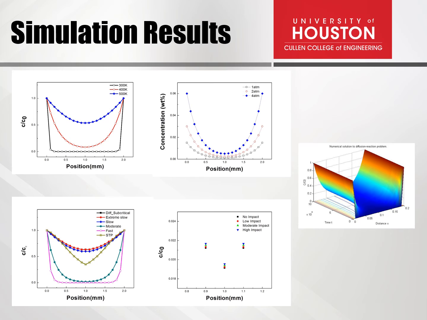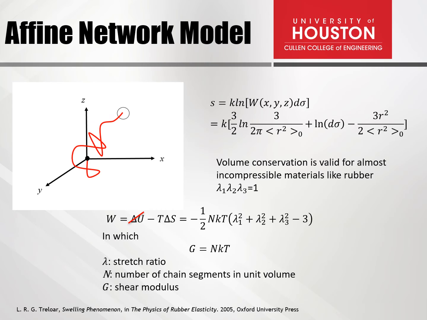Lastly, we try to see how cross-link breakdown affects the diffusion reaction process. And we find that the influence is very limited compared to other factors. To link the diffusion reaction solution to the mechanical property of elastomer, we need to apply the affine network theory, which is used to describe the elasticity of elastomers in the view of statistical thermodynamics.